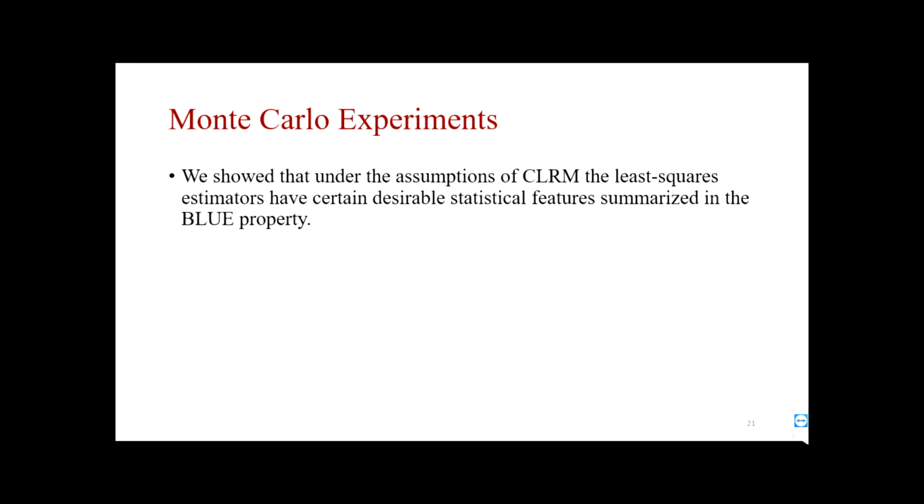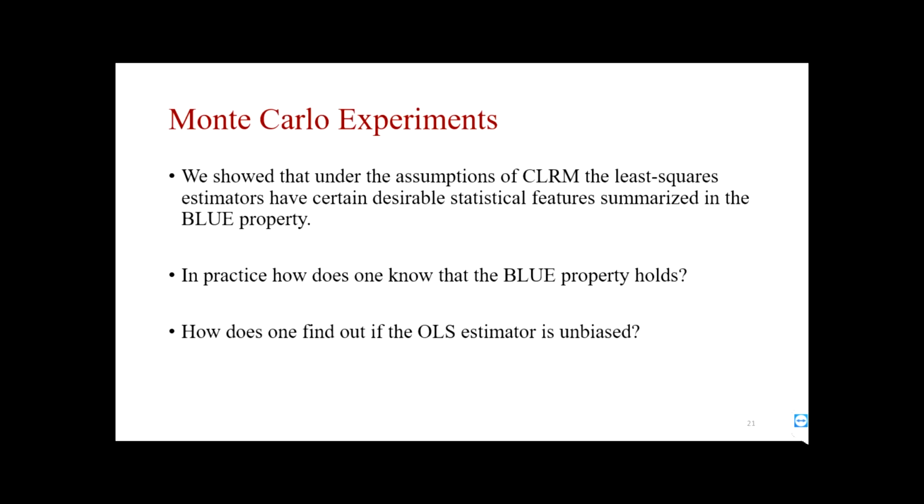So previously we showed that under the assumptions of the classical linear regression model, the least squares estimators have certain desirable statistical features summarized as BLUE, which is the best linear unbiased estimator. In practice, how does one know that the best linear unbiased estimator property holds? This definitely needs to be done through Monte Carlo simulation.